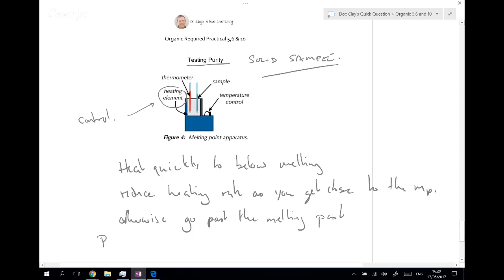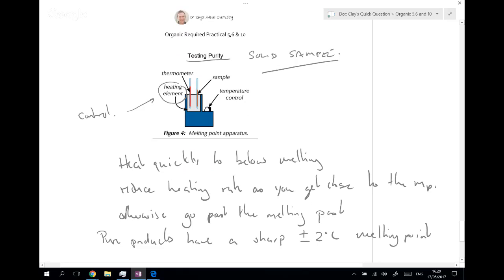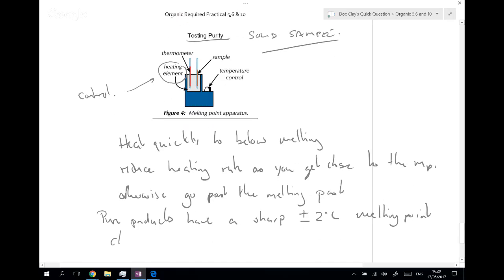Pure products have a sharp melting point, that's going to be plus or minus 2 degrees Celsius, and that's also going to be close to a data book value.